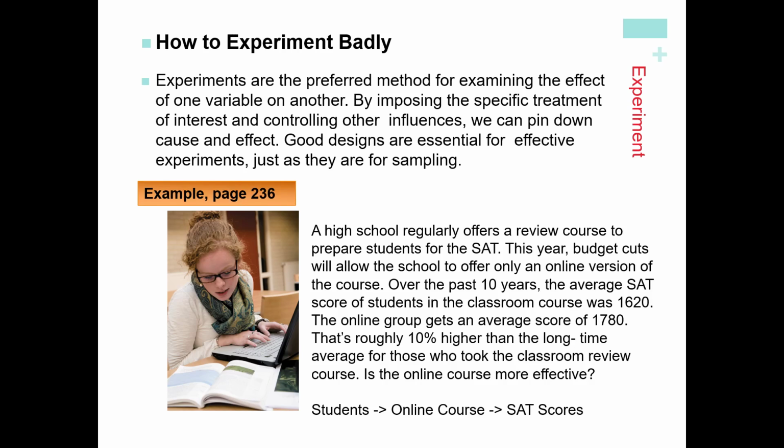By the way, for those of you freaking out, this was the old system. We used to have a max of 2400. I realize that neither of these scores is possible anymore. Just deal with it. That's roughly 10% higher, a stat which I cringe at, and I can explain that if you want to take the time to come ask me about it. It's 10% higher than the long-time average for those who took the classroom review course. And the question here is, based on that data, is the online course more effective? I'm going to pause for a moment here. I want you to try to think of some thoughts on this, and then I'll give my answer.